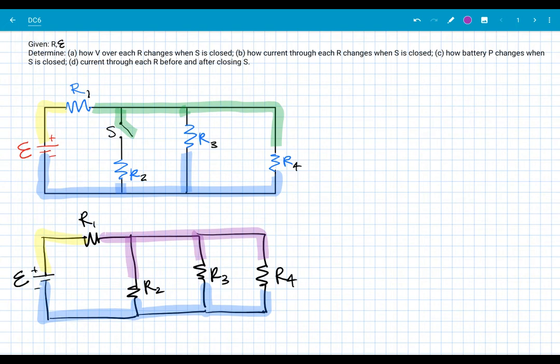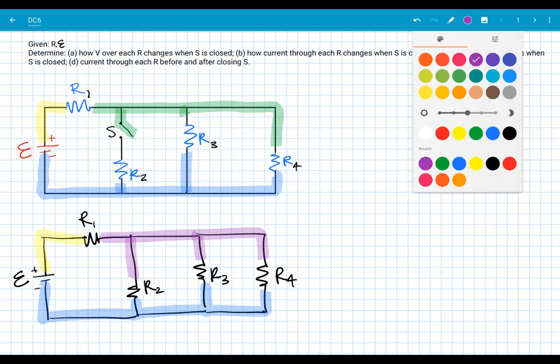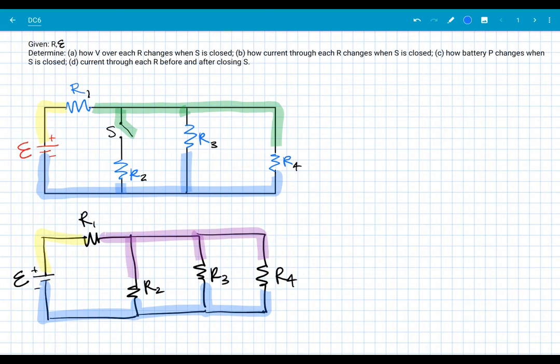Now, there's no current through resistor 2, right? That branch is broken, so there's no current. And so since there's no current running through here, there's no potential difference. So I can take this blue highlighter here and go right up through there.